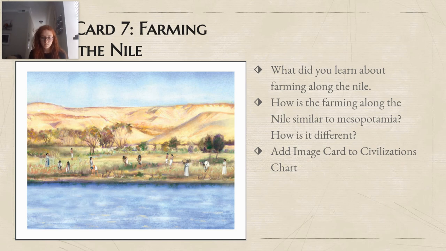All right. So where would we put this? What would we put this picture under? Would we put it under leaders, farming, religion, writing? Or cities? Which would we put it under? Farming, right? Because look, they're growing crops. Okay.